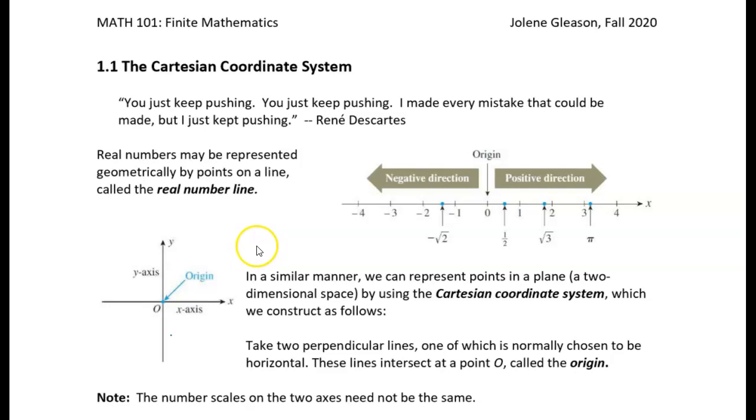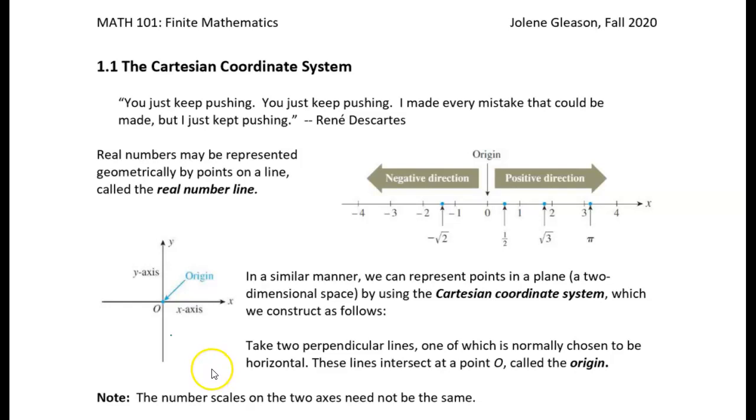All right, so today we're going to start our last unit in this class on linear algebra, and we're going to be looking at relationships between quantities, one quantity with another, and we're going to be graphing those relationships. And in order to graph things, you have to understand the Cartesian coordinate system.